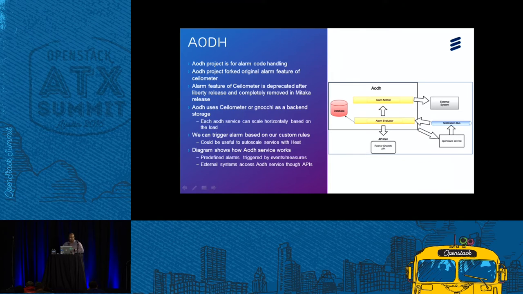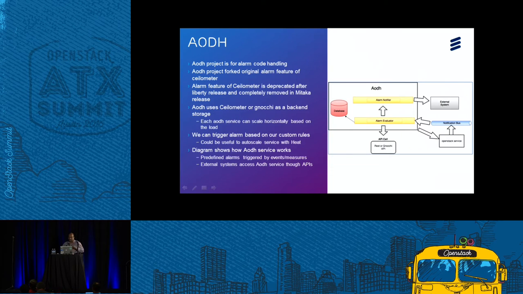Also, this diagram will show how Aodh works. It has an alarm notifier and evaluator, same as what you had in the Ceilometer before. They have just separated it out now, and because they separated it out, it is very easy to scale just this particular alarming feature. And the external system accesses Aodh through the service API.